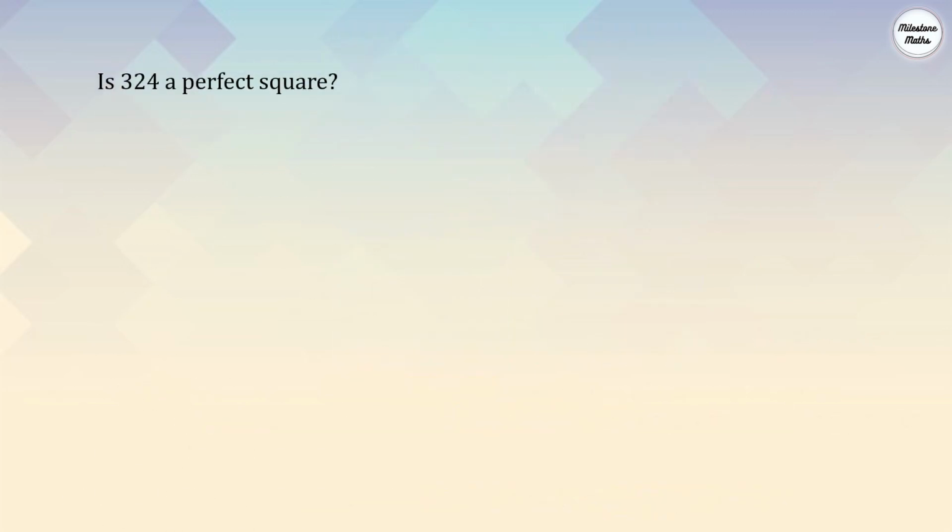So now let's see, is 324 a perfect square? According to the rule which we saw just now, if the ones place digit is 1, 4, 5, 6, 9, it may be a perfect square. So 324 may be a perfect square, right? Now how will we find it is the square of which number? For that we have to find the square root of 324.